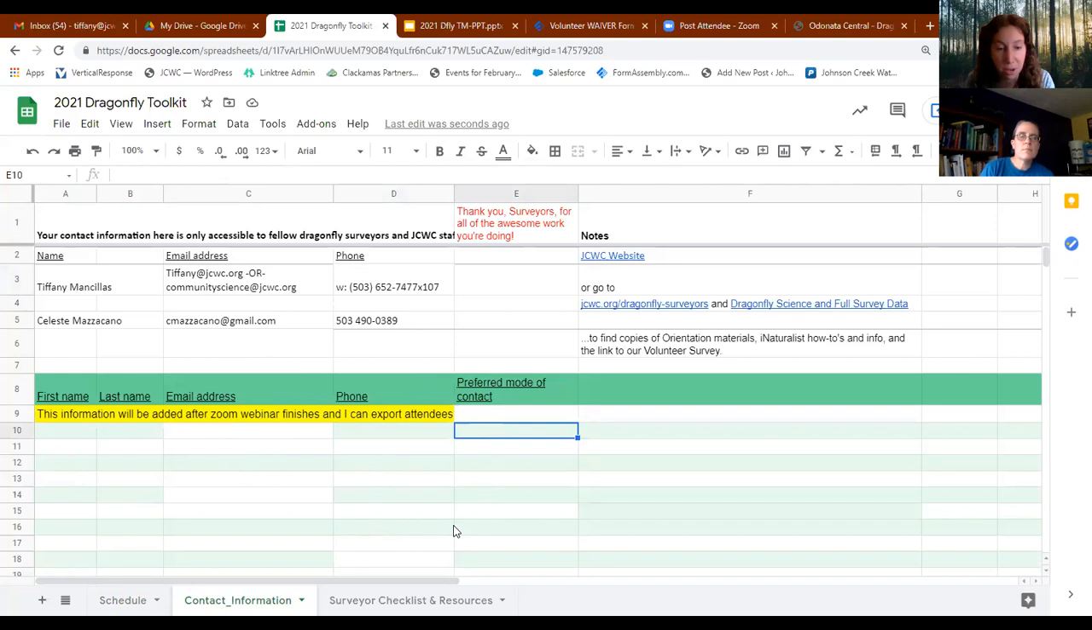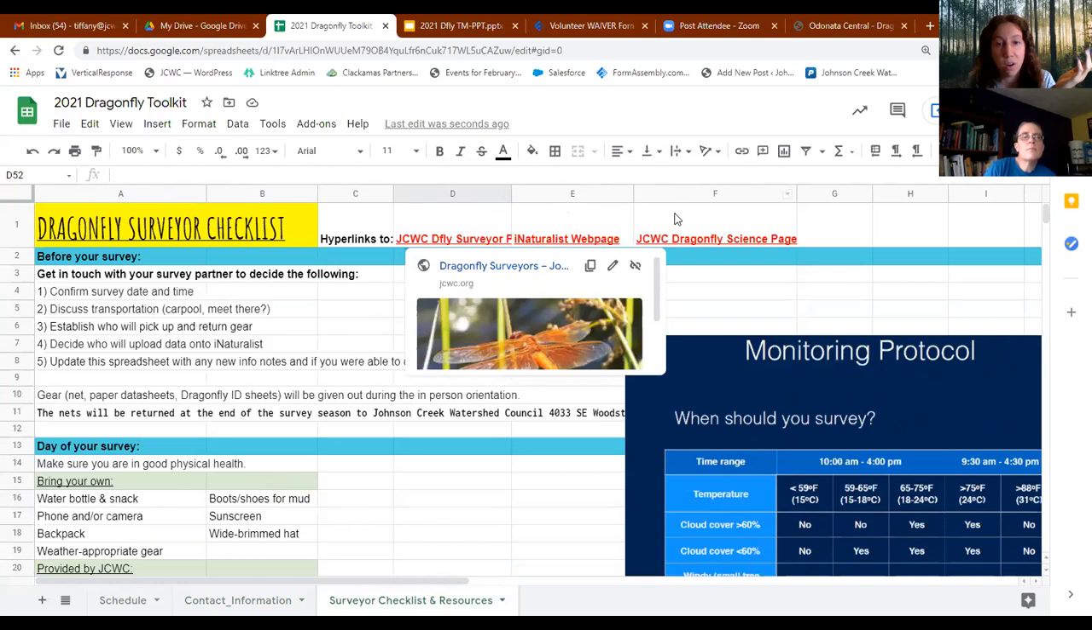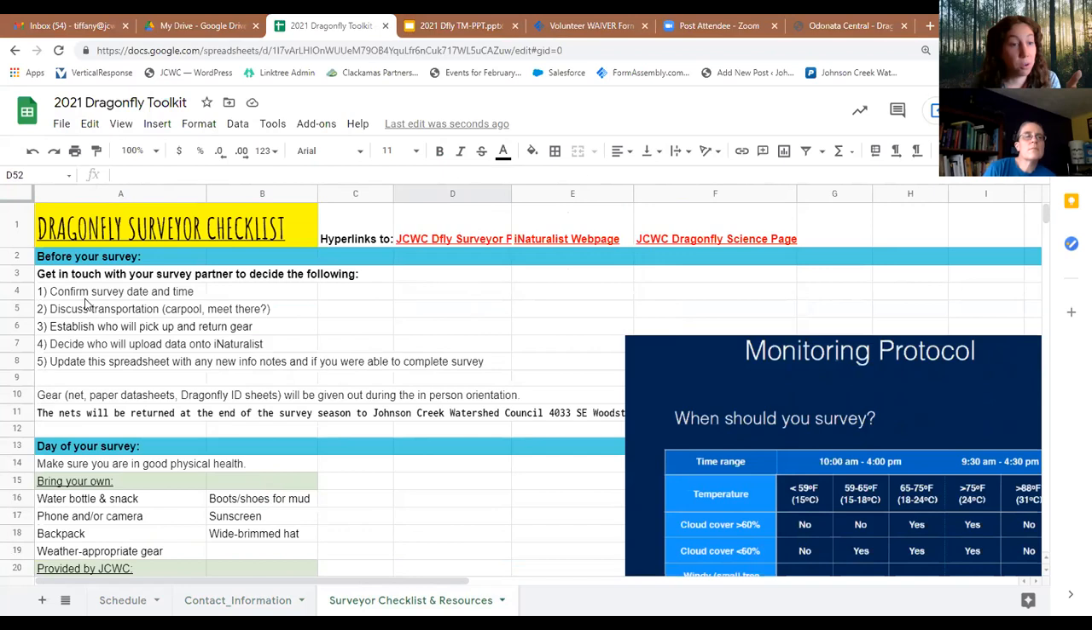Okay. And then the next thing that I wanted to show you all is resources. Celeste has mentioned so many incredible resources so far. And the thing is, you want to know, how do I get to these links? First thing, you go to this page. It tells you first you're going to confirm your survey date and time, and you can do that by going back to the first tab.